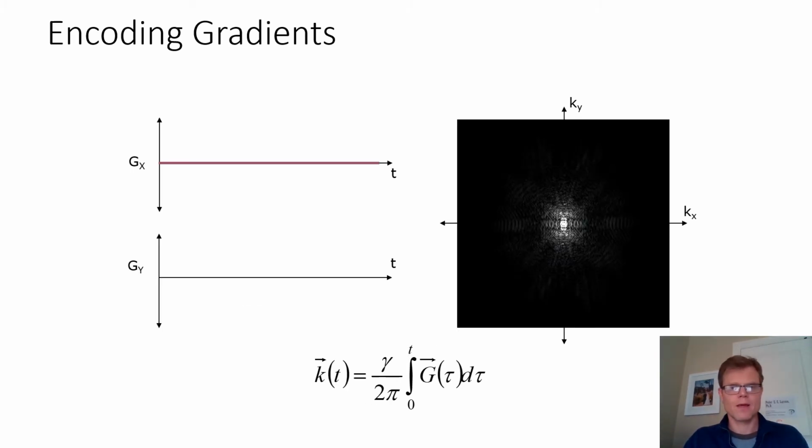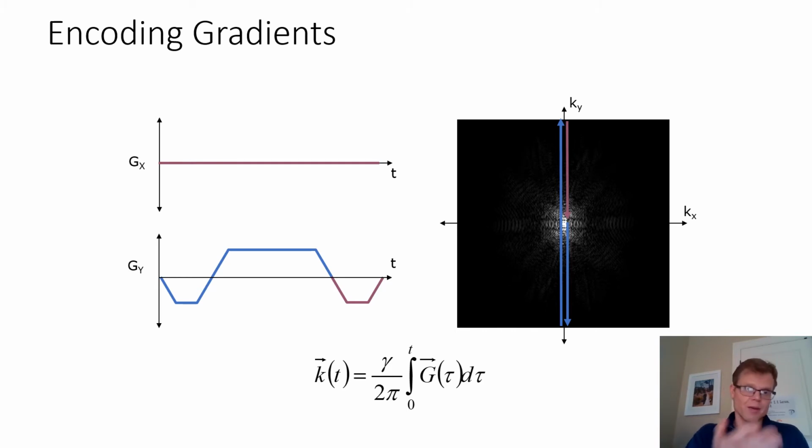And we normally, by convention, have x be the frequency encoding gradient, but that doesn't mean we can't, in fact, do encoding in a different way. We could say play a Y gradient like this, in which case, if we acquire data during this, we're going to get the data on these lines in the spatial frequency domain, or in K-space.